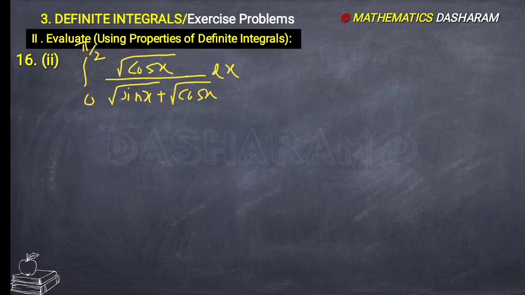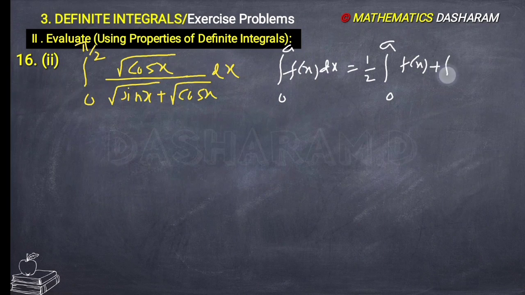Second question: integration 0 to pi by 2 of root cos x by (root sin x plus root cos x) dx. Here, same as the previous question, integration 0 to a of f of x dx equals 1 by 2 integration 0 to a of f of x plus f of a minus x dx.